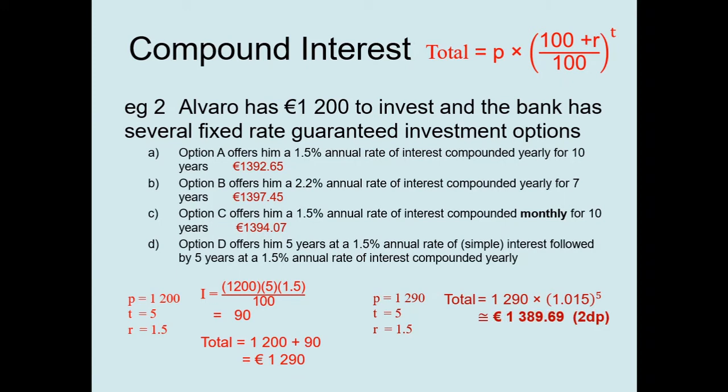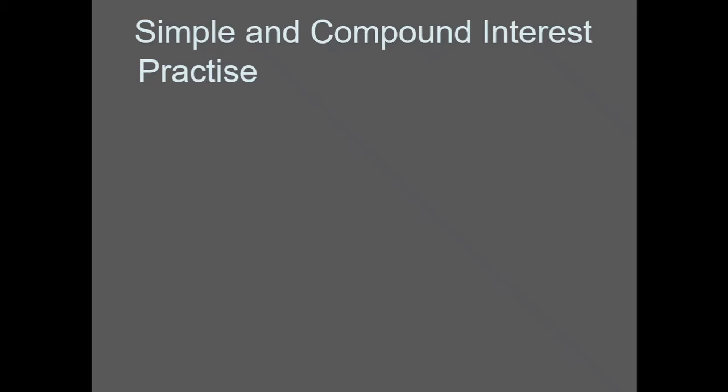And option D was interesting to see with this mixed interest rate, where first it was simple and then it was compound. And comparing that to option A with the same rate of interest, but compound for the full 10 years, you can see that it does make a difference in the end. It's time for some practice now.